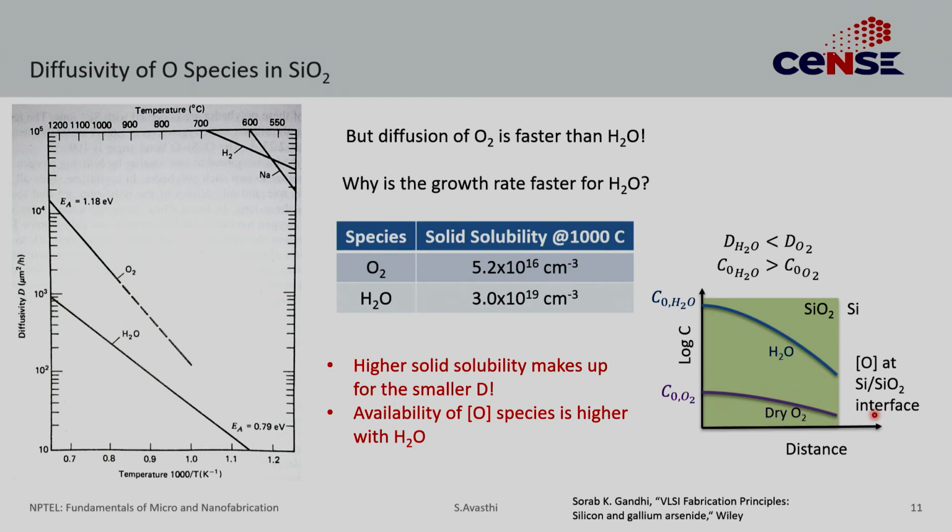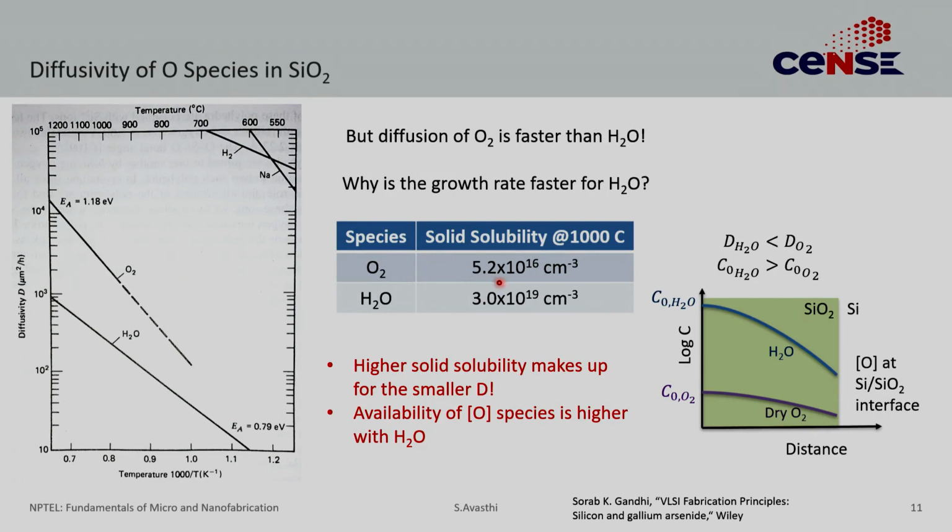Now, when you are doing diffusion, two things matter. One is the diffusion coefficient, and the other is the gradient. What is gradient? Gradient is simply the change from this high concentration to this low concentration. This is dN by dx, right. It so turns out that even though the diffusivity of oxygen is higher in silicon dioxide, the solid solubility of oxygen is not higher. The solid solubility of oxygen in silicon dioxide is only 5 into 10 to the power 16, while the solid solubility of water inside silicon dioxide is around 10 to the power 19. So, this is 1000 times higher.